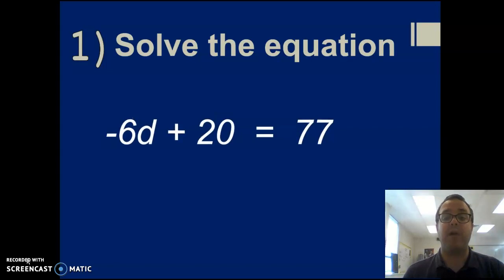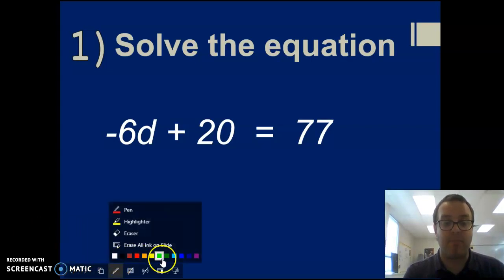Today, we're going to be looking at problems that look like this. They have both addition, subtraction, and multiplication, division in them. And so what we need to do is figure out, how do I solve these? How do I get the variable by itself? And the key to doing this is that we're going to be trying to do order of operations backwards, okay? Now, you might be saying to yourself, Mr. Guy, what do you mean order of operations backwards?